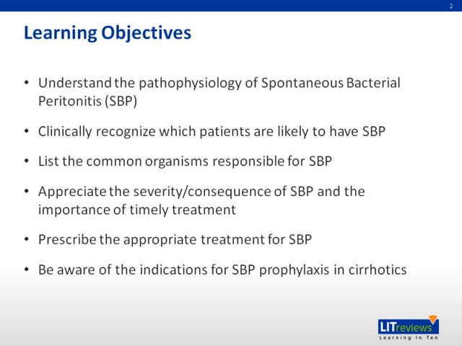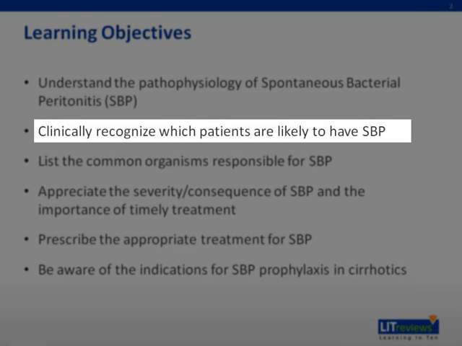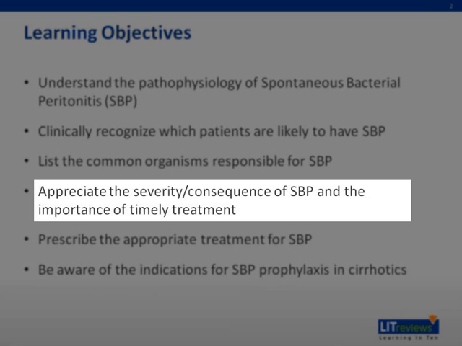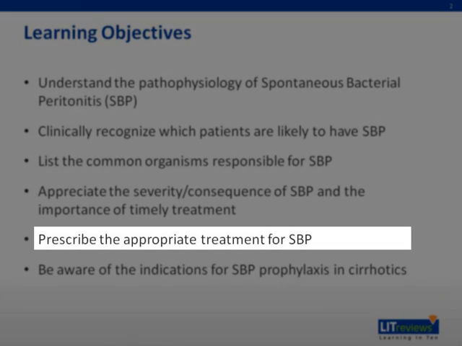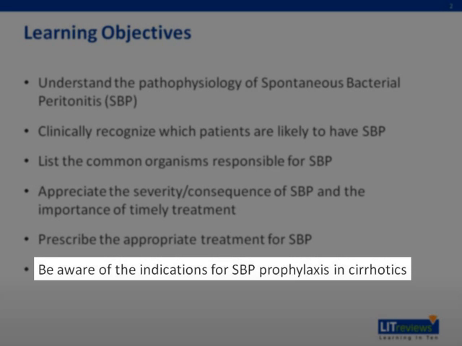By the end of the session, the learner should be able to understand the pathophysiology of spontaneous bacterial peritonitis, or SBP, clinically recognize which patients are likely to have SBP, list the common organisms responsible for SBP, appreciate the severity and consequence of SBP and the importance of timely treatment, prescribe the appropriate treatment for SBP, and lastly, be aware of the indications for SBP prophylaxis in cirrhotics.